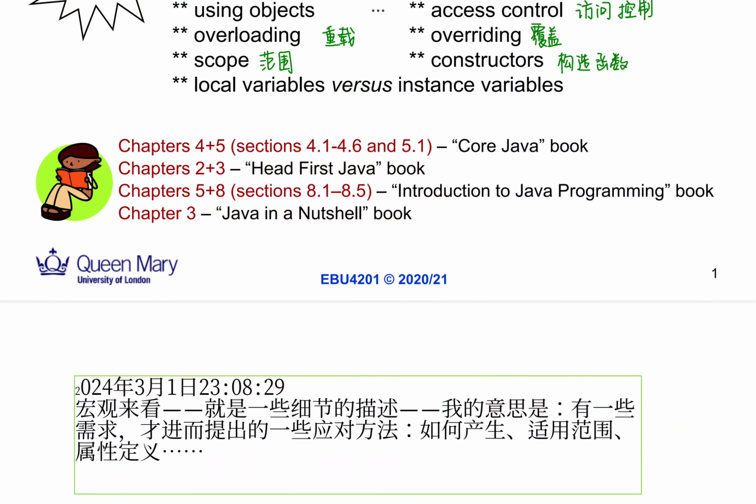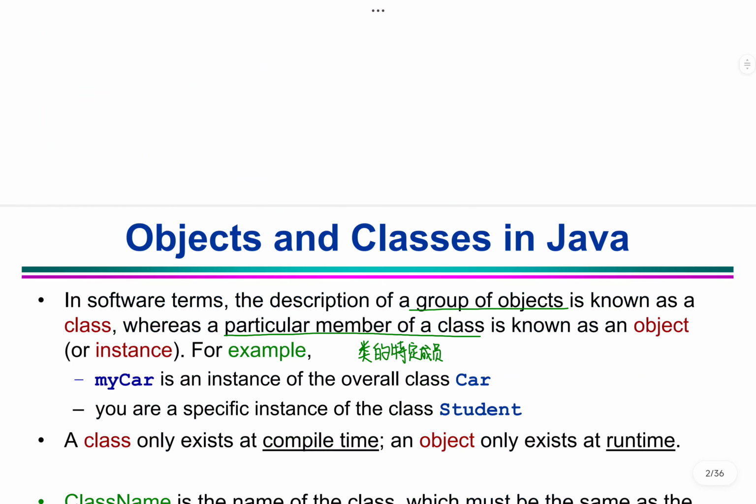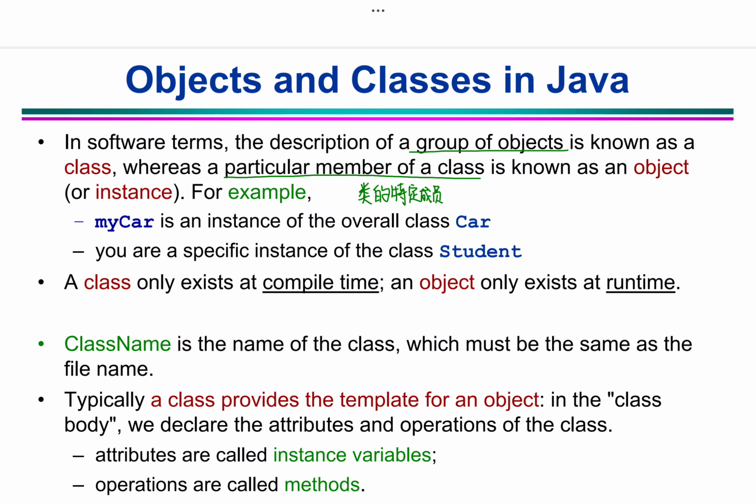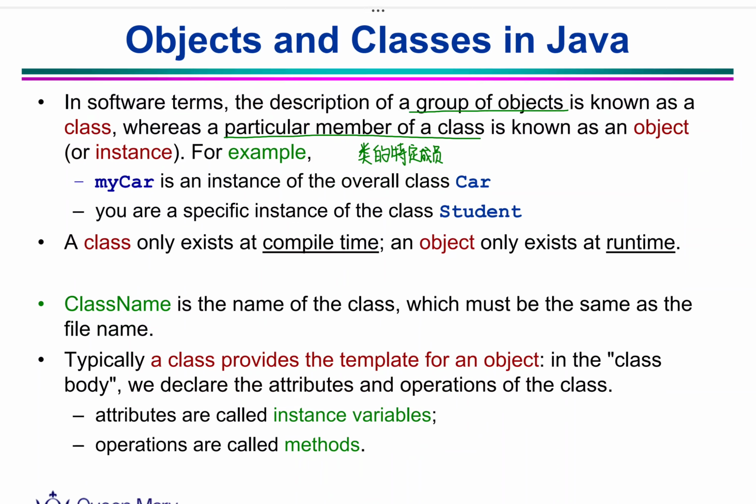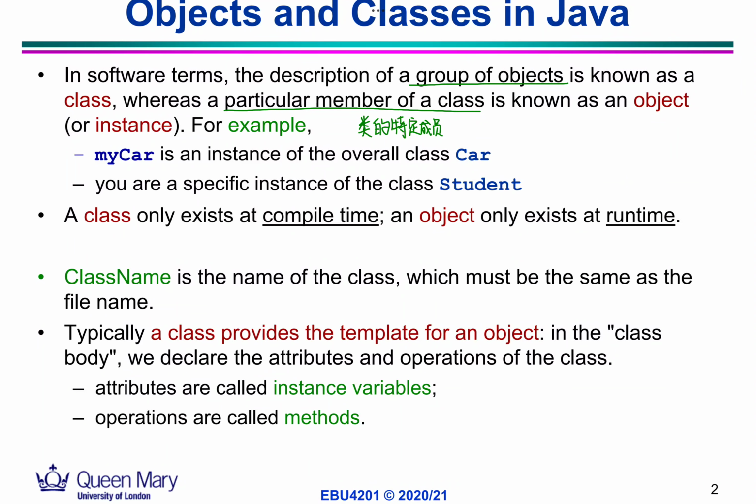Also, there are some scope and local variables, objects and classes in Java. In software, the description of a group of objects is known as a class. A group of objects is known as a class. A particular member of a class is known as an object. A class only exists at compile time, and an object only exists at runtime.